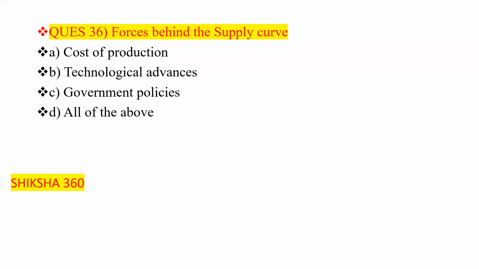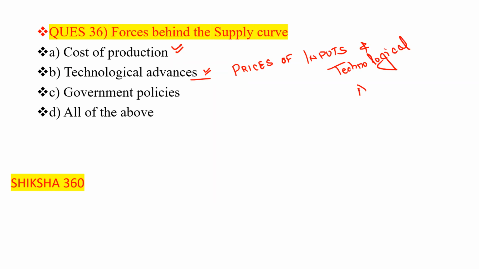First one is the cost of production. This one is the correct one. Technology advances, basically technological advances. Or sometimes we can say prices of inputs. Prices of inputs and technological advances, this is the correct answer. Third one is the government policies. This one is also correct. So option D is the answer, that is, all of the above.